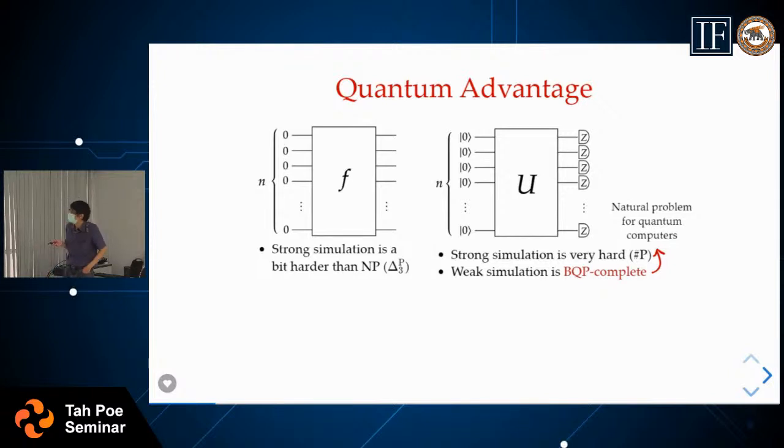And actually, similarly but also a bit different: if you have a quantum computer that implements this unitary, then weak simulation is again easy. But strong simulation is actually very hard. It's much harder than NP. There's an infinite hierarchy of hardness over NP, and this thing is above all of that hierarchy. It's extremely hard, and we also don't believe that quantum computers can even calculate this.